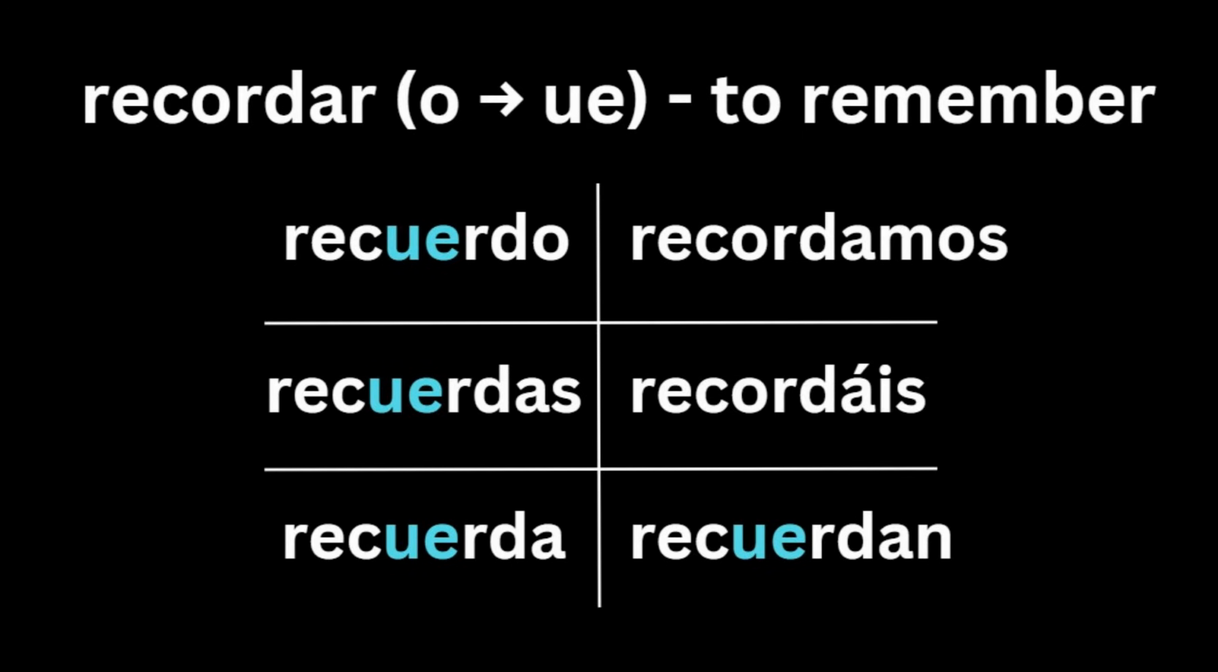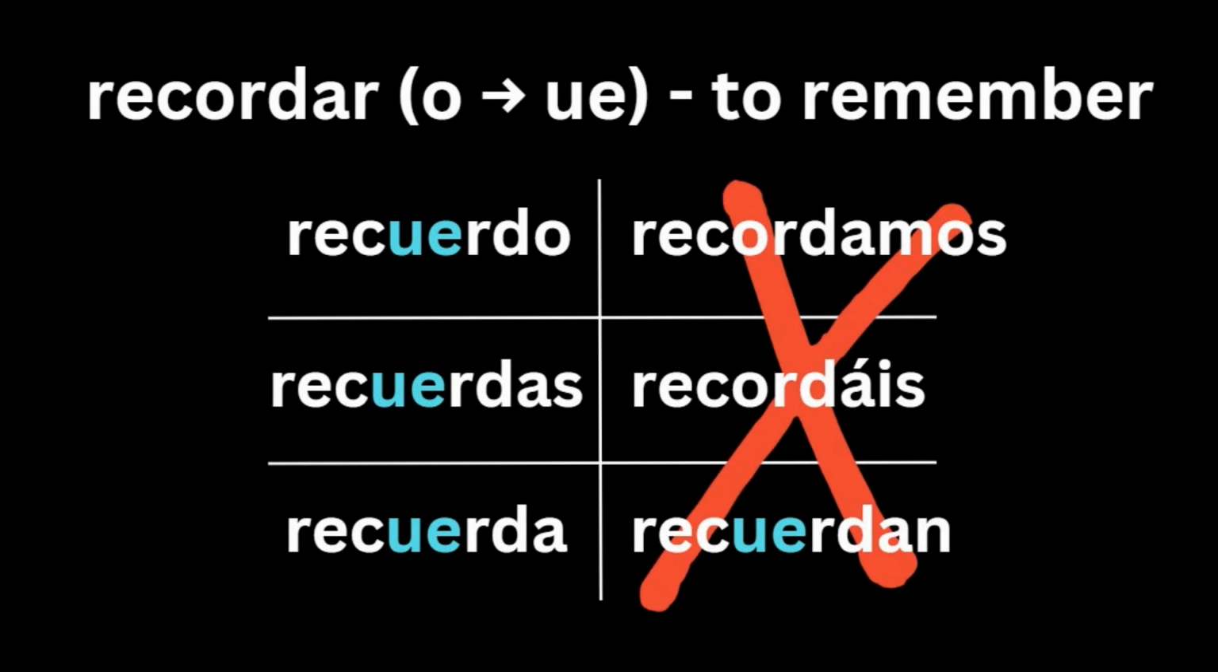Tú recuerdas, you remember. Él recuerda, he remembers. Nosotros recordamos, we remember. Vosotros recordáis, y'all remember. And ellos recuerdan, they remember. Try not focusing on these pronouns because they're not that useful in conversation, but if you see a verb with ue in it, chances are it's stem-changing.